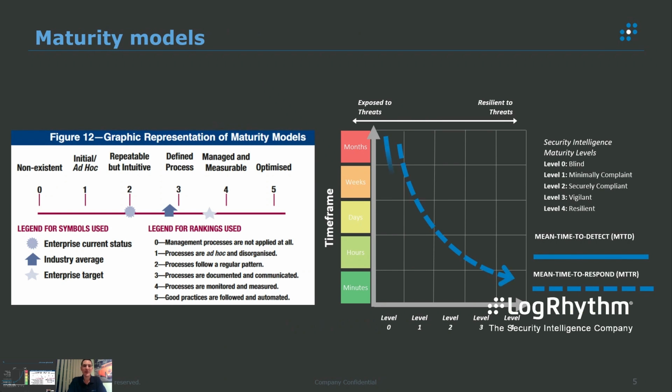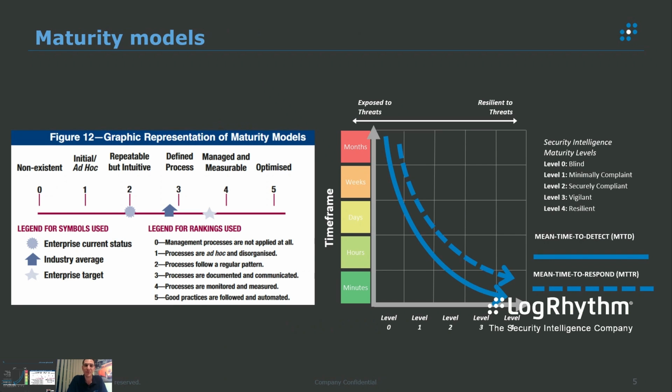So that's where the idea of maturity models comes in, and I'm covering some of the reasons, just to put this into context, why some of this is relevant to threat hunting. Because in the realms of maturity models, you don't have to be on the far right end of the scale. For instance, the graphic on the left is the COBIT maturity model. The one on the right is LogRhythm's interpretation of their own maturity model.